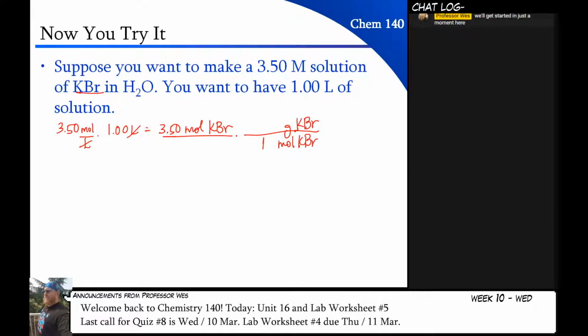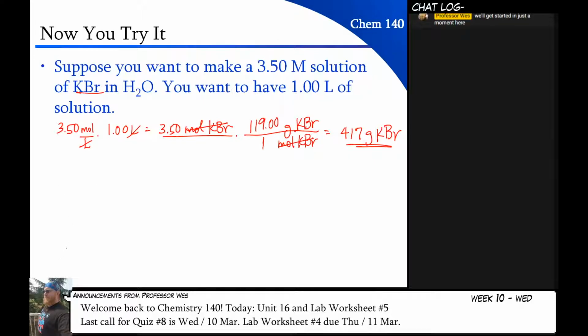KBr. 119. When I multiply these together, I want to say this is 417. But, yeah, 417. Some problems you just remember the answer to. Okay, so that's the mass that I need for the solution.